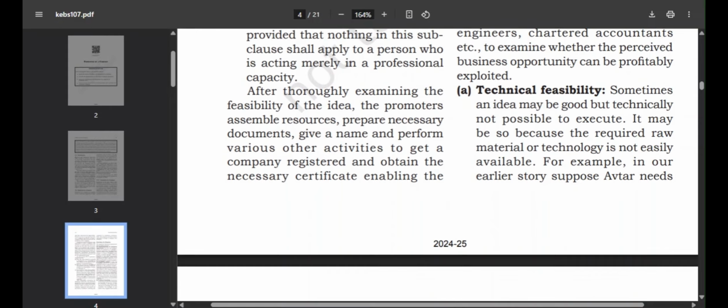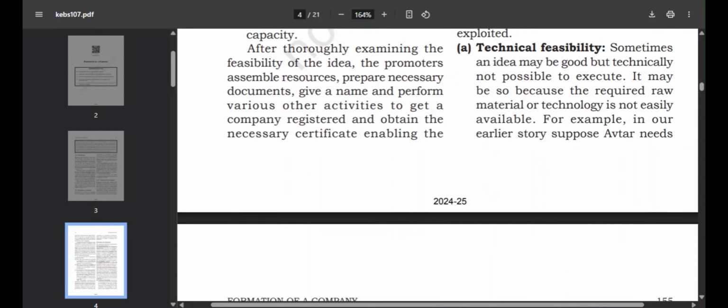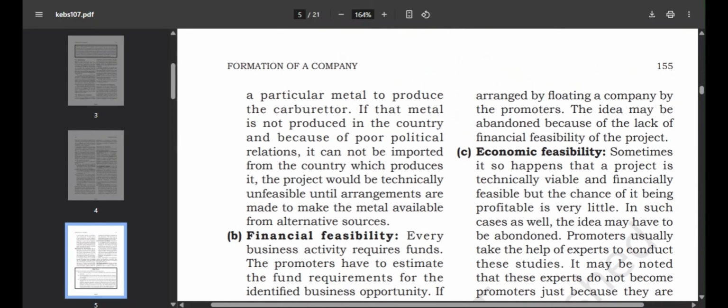Sometimes an idea may be good but technically not possible to execute. Maybe your idea is really good, but it might not be technically possible. It may be so because the required raw material or the technology is not easily available. For example, we had studied before that a company needs a particular metal to produce a carburetor or some machine. If that metal is not produced in the country, because of poor political relations or any reason for that matter, the project will not be technically feasible, right?